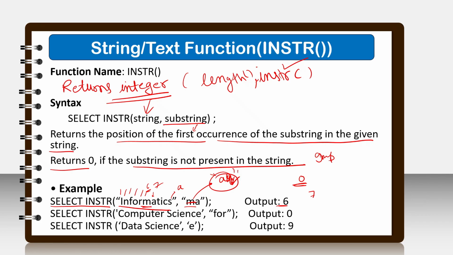Second example, select INSTR. Third, select INSTR computer science. इसमें for कहाँ पे आ रहा है? तो for is not present in this, so it will give 0 as an output. Same way, data science E. Now E is appearing at 2 places. So first occurrence कहाँ हुई? This is 1 position, 2, 3, 4. Space is 5, 6, 7, 8, 9. 9 position पे आ रहा है, तो answer is 9. Okay. So this is about the INSTR function.